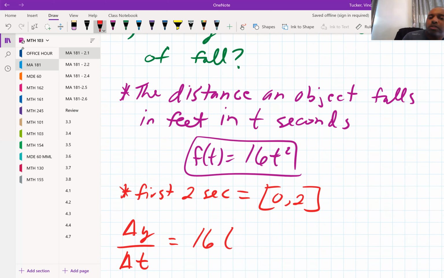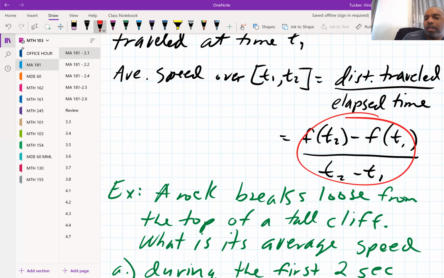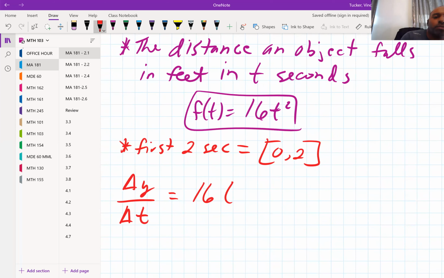So we're going to lean on this right here instead of me writing it out: f of t2 minus f of t1 over t2 minus t1. So don't forget when it's in this setup, this is t1. This is t2. So the one that follows is always t2.